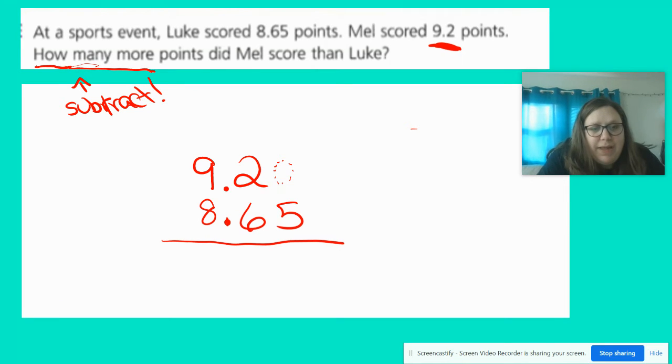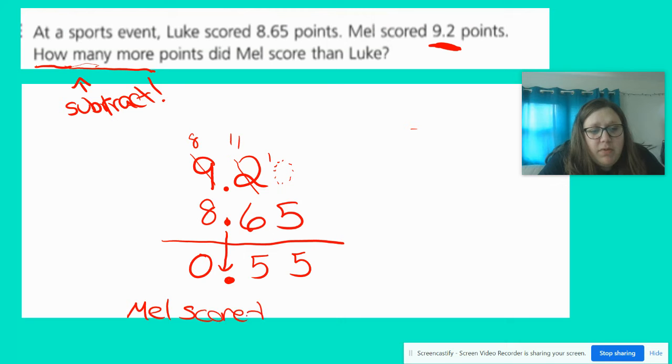I cannot do 0 minus 5, so this goes back to our elementary school borrowing skills. I'm going to borrow from the 2. That becomes a 1. 10 minus 5 is going to be 5. Can't do 1 minus 6, so we're going to borrow from that 8, and then 11 minus 6 is 5. And then that decimal point, when you're adding and subtracting, always goes straight down. And then 8 minus 8 is 0. So, the sentence that answers the question: Mel scored 55 hundredths more points.